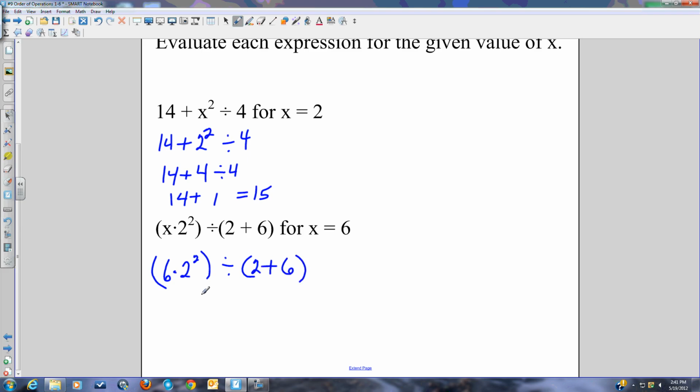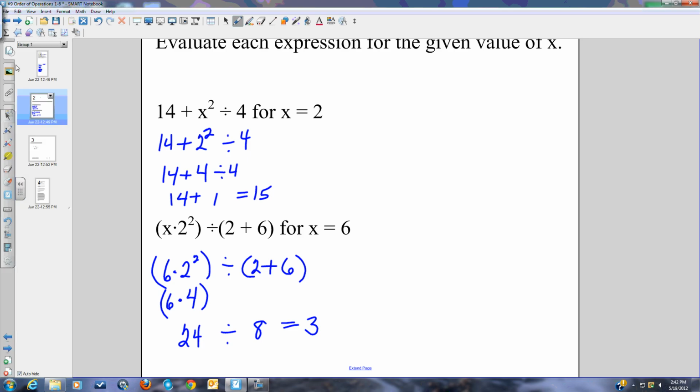According to PEMDAS, we do parentheses first. Now we've got 2 sets, so let's do both of them. Okay, so we start with 6 times 2 squared. Well, the first thing we do in there is our exponents. 2 squared is 4. So we have 6 times 4, which results in 24 from that first set of parentheses. In the second set of parentheses, 2 plus 6 gives us 8. So you have 24 divided by 8, which gives us 3.